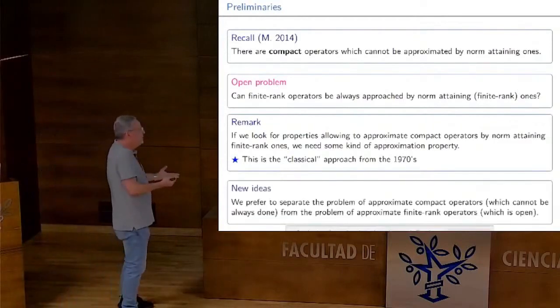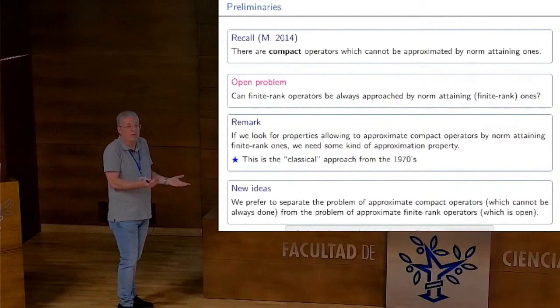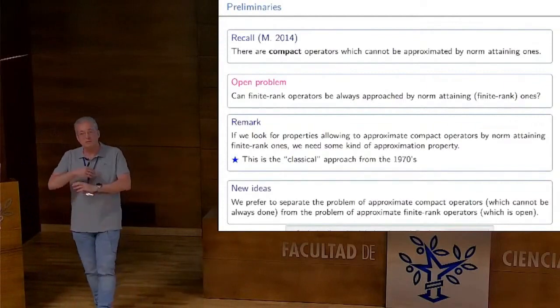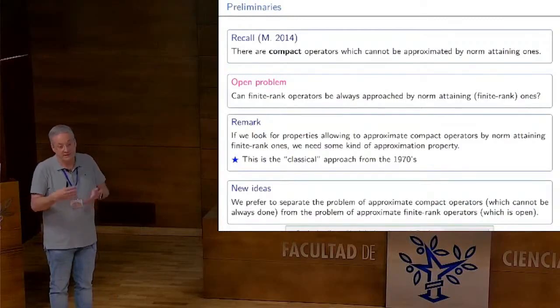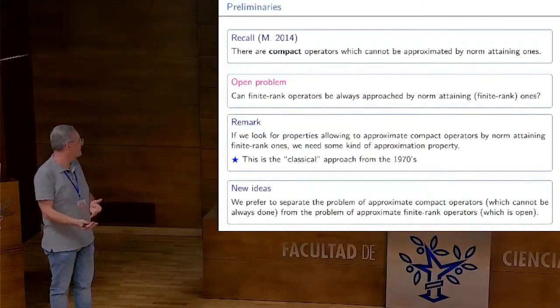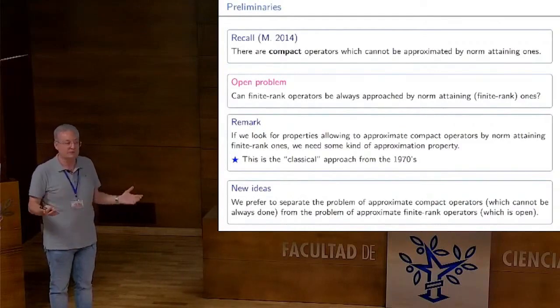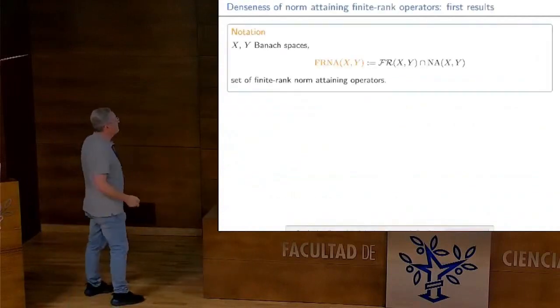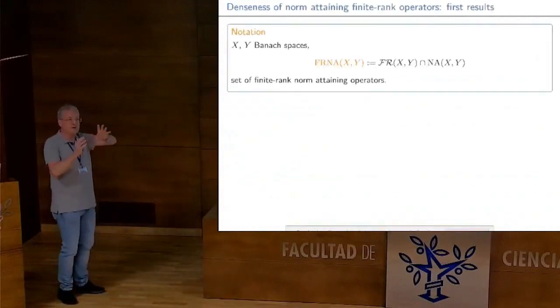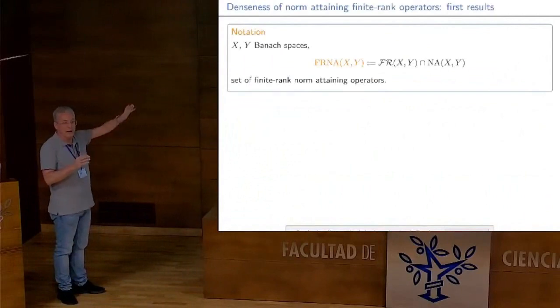Okay, so the new ideas: if you want to deal only with finite rank operators, you have to forget completely about approximation properties. And this is our idea. Instead of approximation properties, we will use some kind of linearity in the set of non-attaining functionals, as I will show. Okay, so first, before going to the classical results of the 70s, some obvious observations.